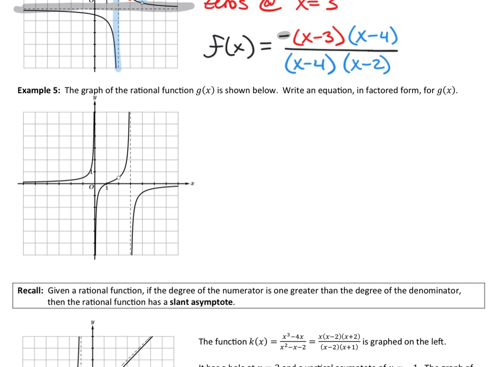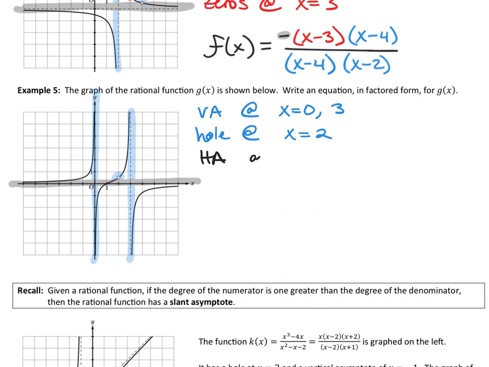Here's what I see. I see that there is a vertical asymptote here and a hole here and a vertical asymptote here. So we have the following information. We have a vertical asymptote at x equal to 0 and at x equal to 3. We have a hole in the graph at the value x equal to 2. We have a horizontal asymptote on the x-axis, so that's at y equal to 0. And I see that it crosses the x-axis only once, meaning that it has a 0 at x equal to 1.